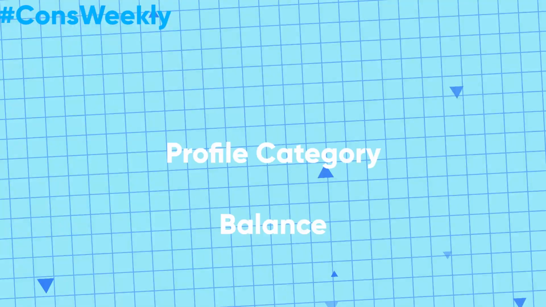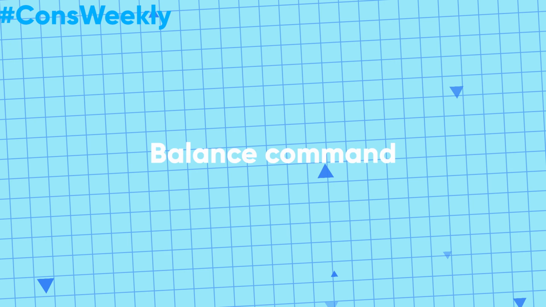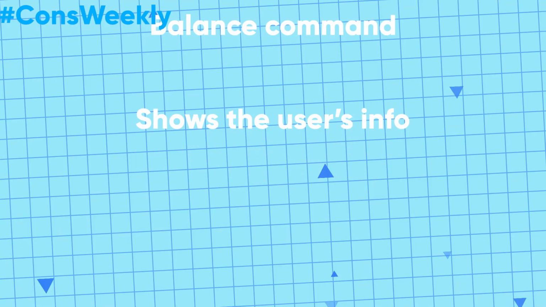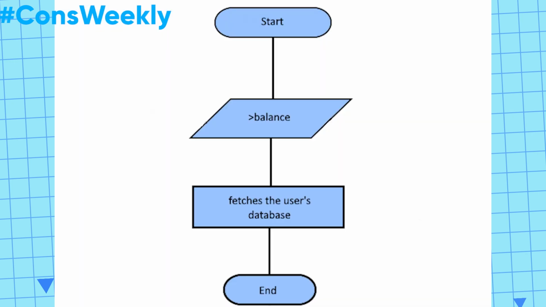Let's take a look at the profile category. This one is a special one though, since there's only one command in this category. The command is the balance command. The balance command is basically a profile command where it shows the user's information. And yes, here's the flowchart. What this does is basically take the user's information from the database and read it. Then it converts the data into an embedded form, then sends the embed to the user.